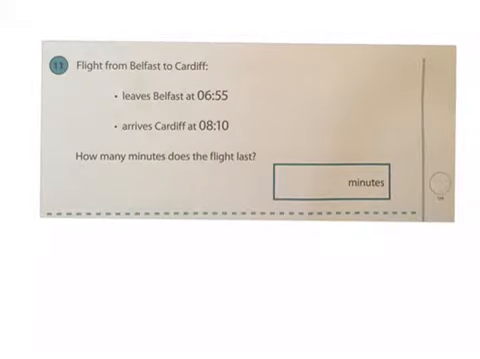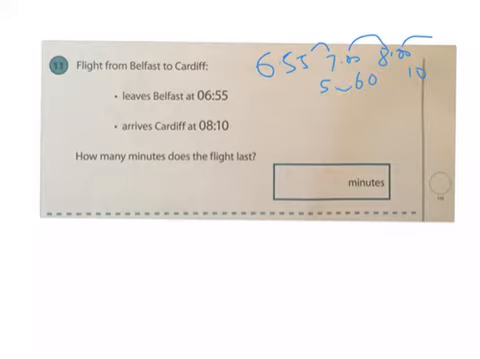So the flight leaves at 6:55 and gets there at 10 past 8. So 6:55 till 7 o'clock is 5 minutes. And then 7 o'clock till 8 o'clock is an hour, which is 60 minutes. And then 8 till 10 past is 10 minutes. So you've got 5 minutes plus 60 minutes plus 10 minutes. So 10 and 60 is 70 and 5 is 75 minutes.